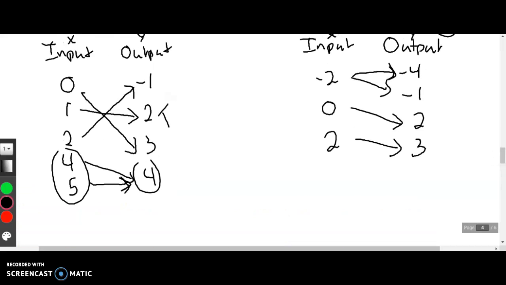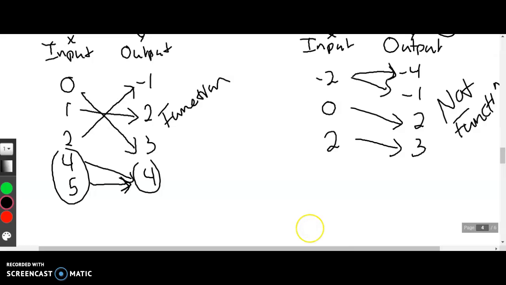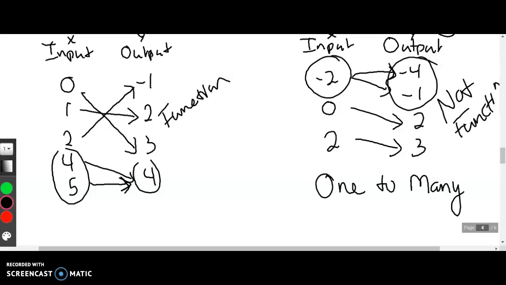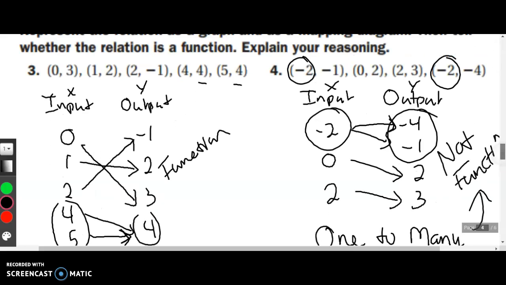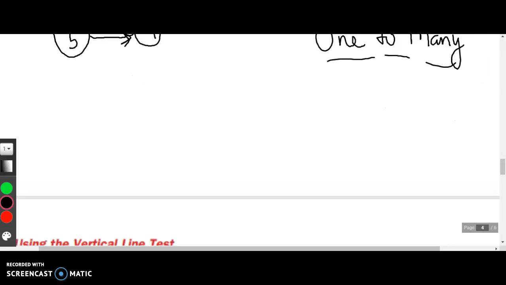So this one was a function. This one was not a function. And this is called a one-to-many mapping diagram, because one point goes to multiple outputs. So one-to-many represents not a function, okay? But really, all I really want you to focus on is whether something is a function or not. Does it have a repeating x value? So there's the mapping diagram.